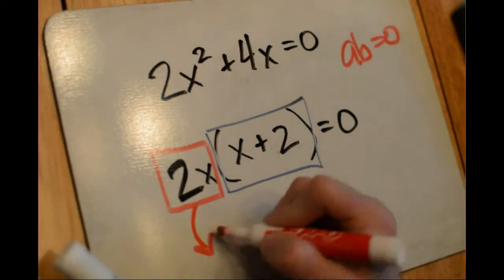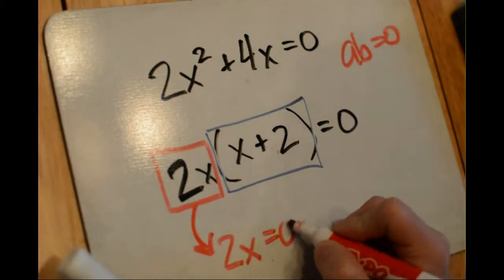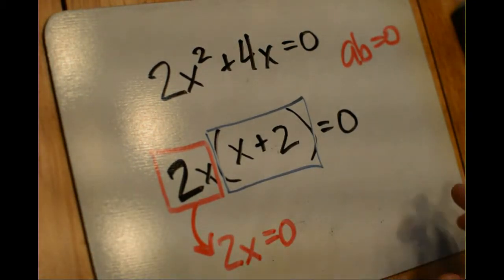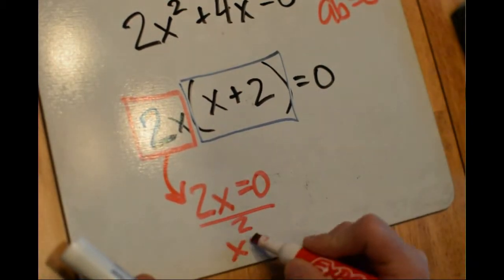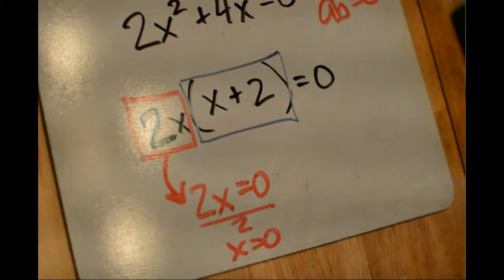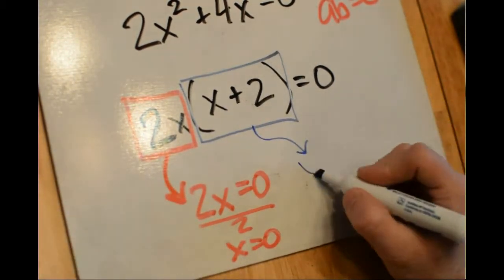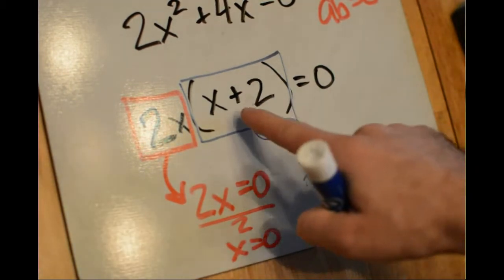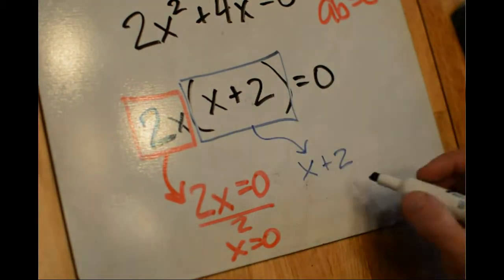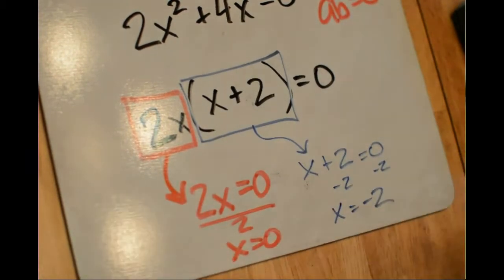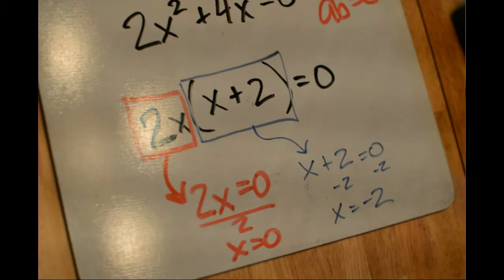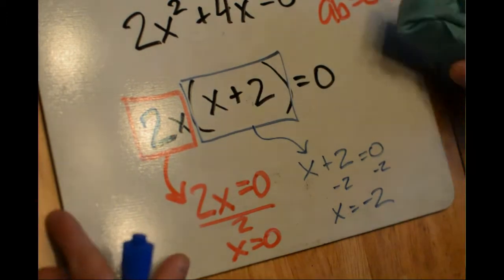We'll take this first factor, 2x, and set that equal to 0 and figure out what would make that first factor 0. Well, if 2x is 0, divide both sides by 2 and x is equal to 0. Second factor, x plus 2, we're going to set it equal to 0 and figure out what's going to make that factor come out as 0. So subtract 2 from each side, and x is equal to negative 2. So it looks like our two solutions here are x equals 0 and x equals negative 2. Let's go ahead and check those and just make sure that those are right.